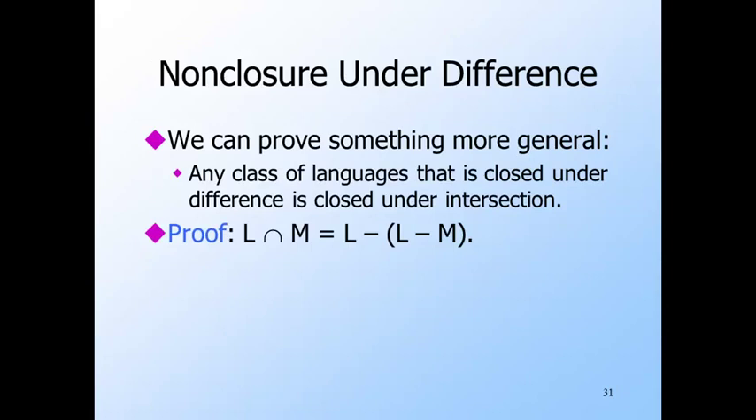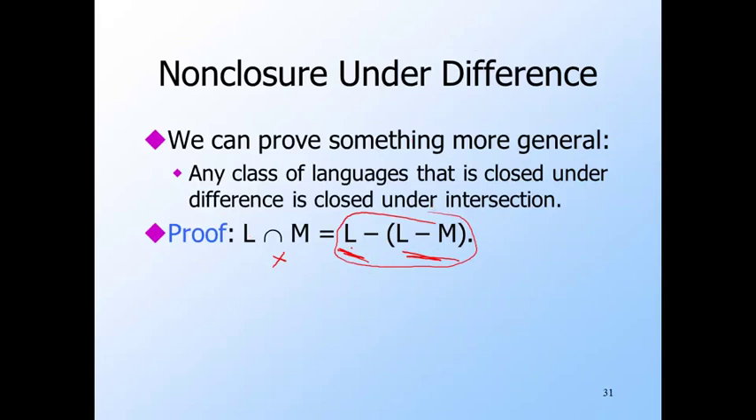The argument is that the intersection of any two languages, L and M, regardless of whether they're regular, context-free, or not context-free, is the difference between L and L minus M. That is, suppose X is in L intersect M. Then X is surely not in L minus M, because it's in both L and M, and therefore X is in L and not in L minus M, therefore it is in this expression on the right side. That proves containment in one direction.